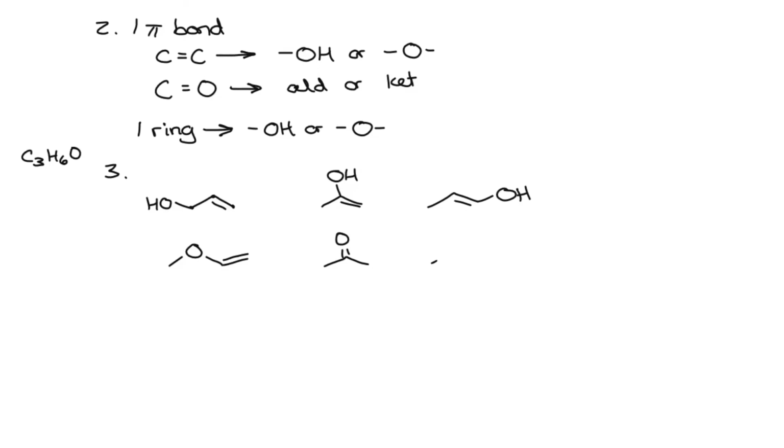And then the aldehyde has to be on the end. And those are the only possibilities there. Then I can move on to the ring with the alcohol. The biggest ring possible is 3 carbons. And then the OH will go anywhere on the ring. That's the only possibility there.